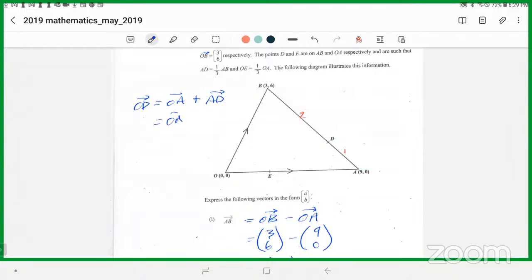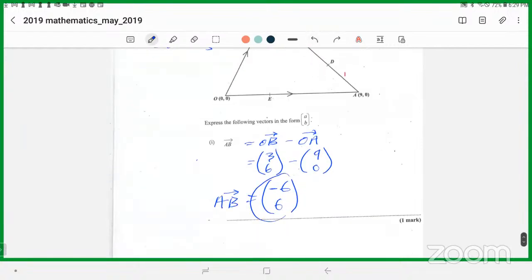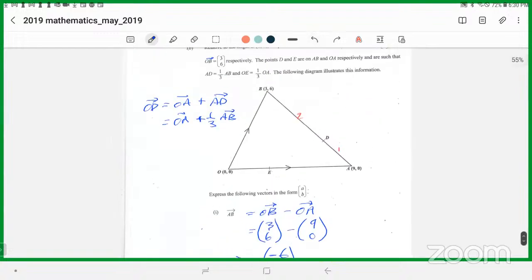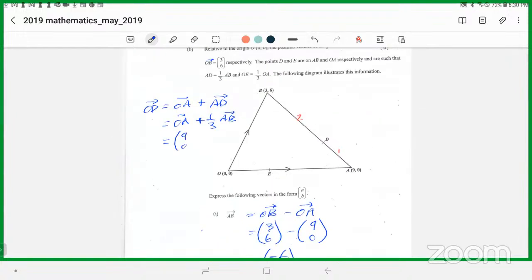So it becomes OA plus 1/3 of AB, which we just calculated down here. The AB is this, -6, 6. So this is going to become OA, which is 9, 0, plus 1/3 of -6, 6. Do the multiplication here first. 1/3 of the -6 is -2, 1/3 of the 6 is 2. So this works out to 9 minus 2, which is 7, and 0 plus 2 is 2.